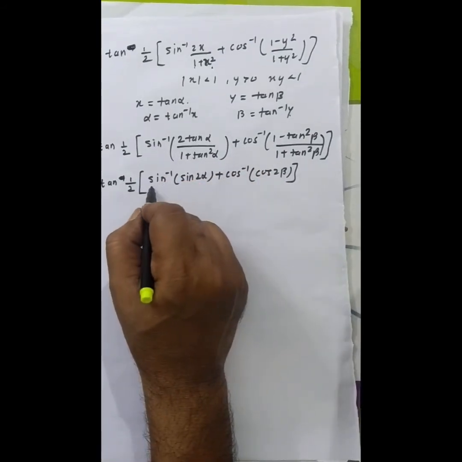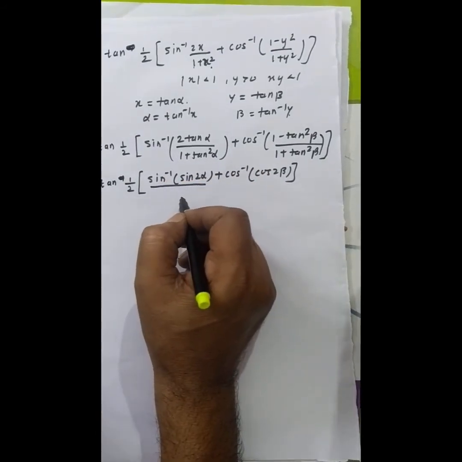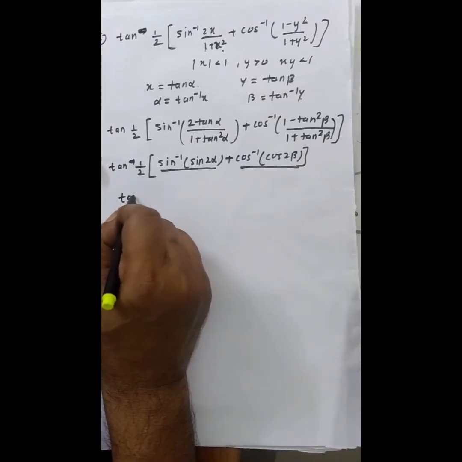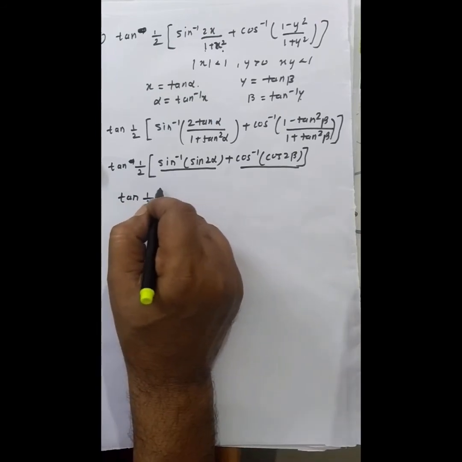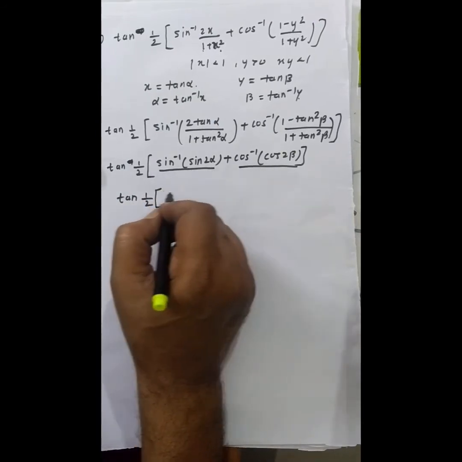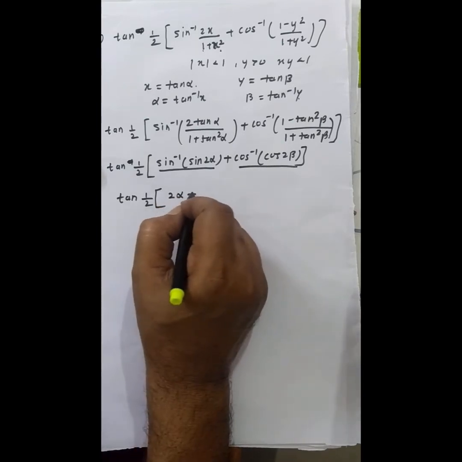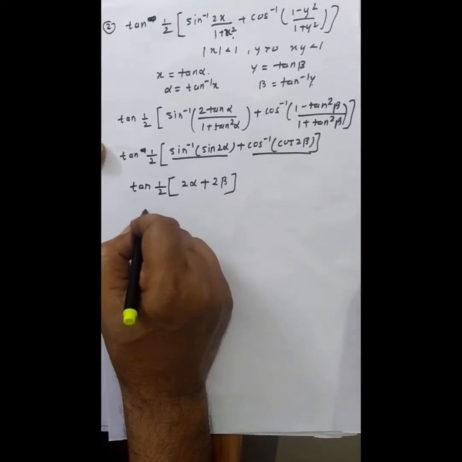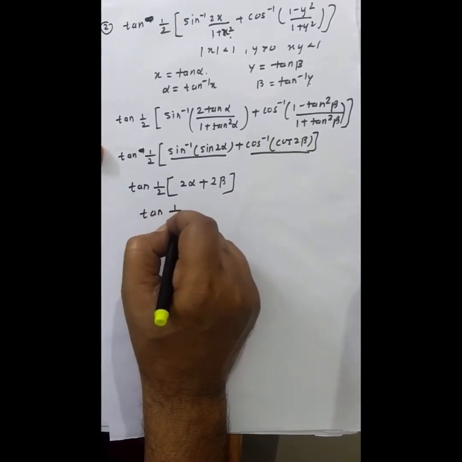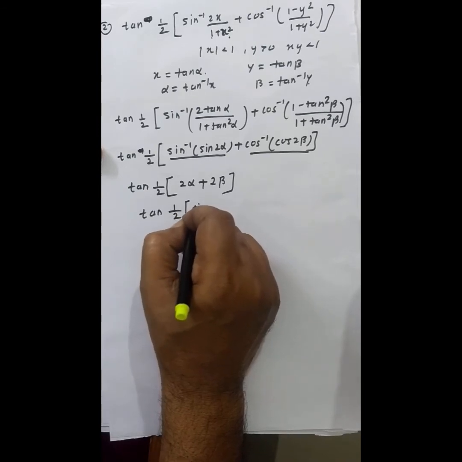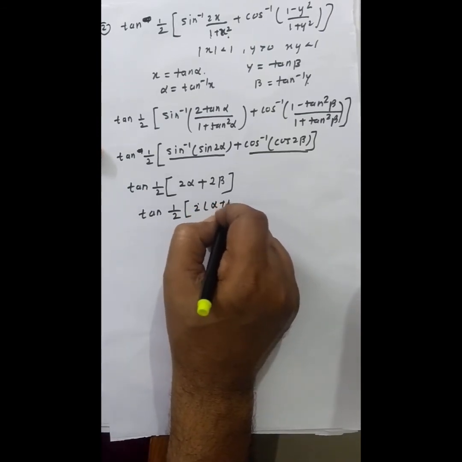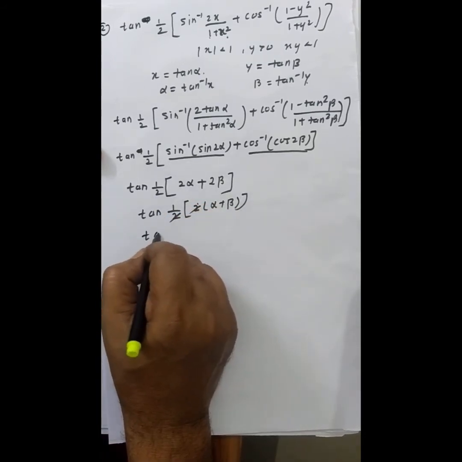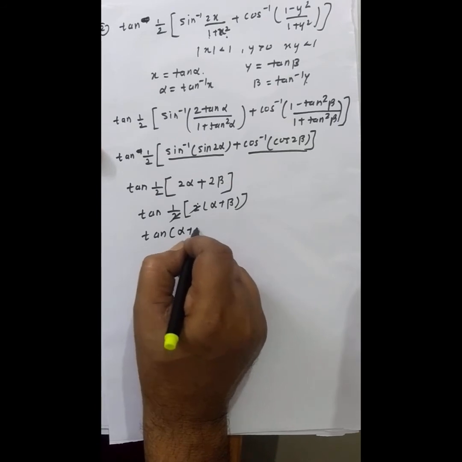Now the first bracket is like sine inverse of sine y, the second bracket is like cos inverse of cos y. So this will be tan of 1 by 2 into bracket sine inverse of sine 2 alpha is 2 alpha, plus cos inverse of cos 2 beta is 2 beta. So this is tan of 1 by 2 into bracket 2 into bracket alpha plus beta. This 2 will get cancelled, so we will be left with tan of alpha plus beta.